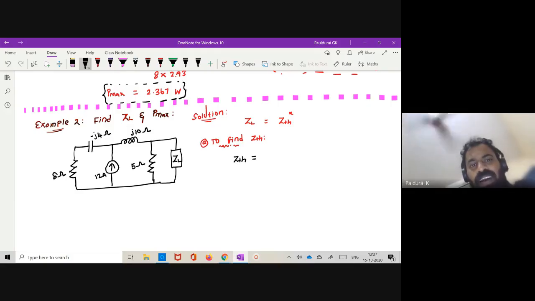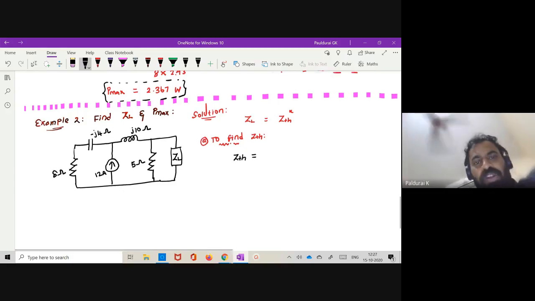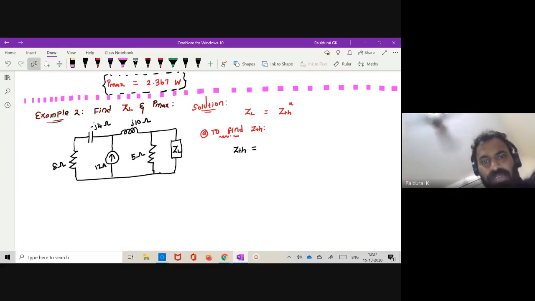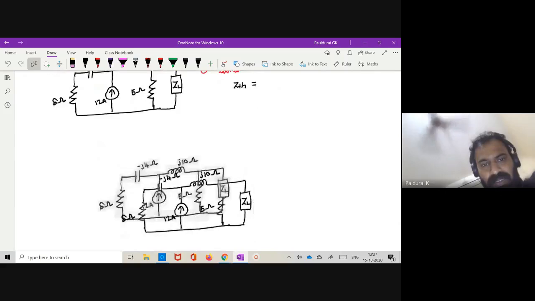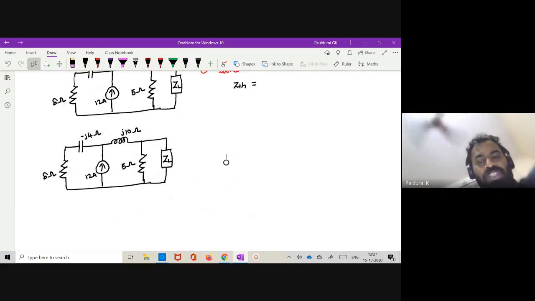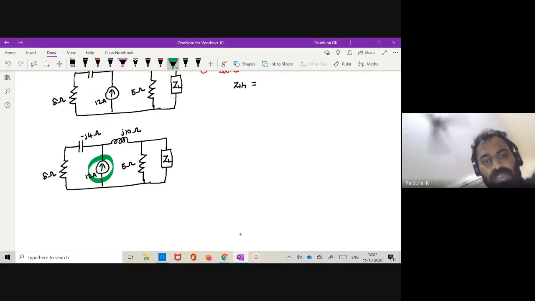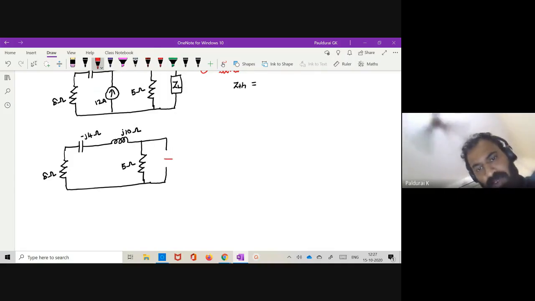Some mistakes. Okay, let me do it step by step. Let me copy this circuit diagram. Akshay, have you realized your mistake? Yes, sir. Listen. So first, what you will do? This time you are having a current source. So you want to replace the current source by open circuit, right? So now replace this one by open circuit. Then you want to open the load. So now I'm opening the load.